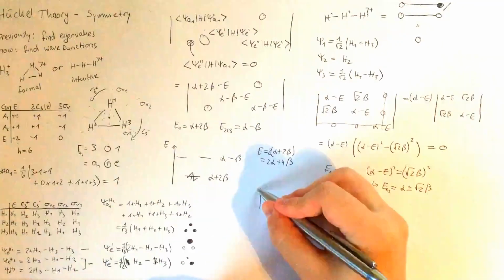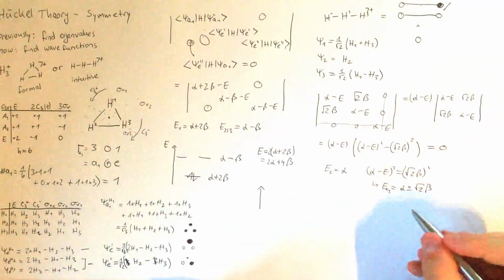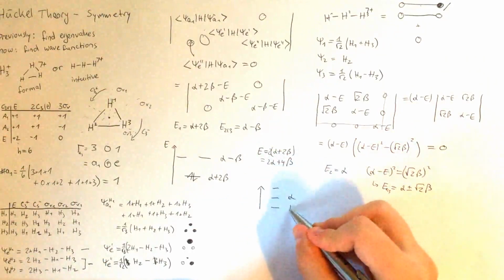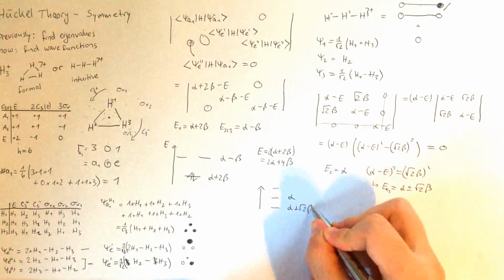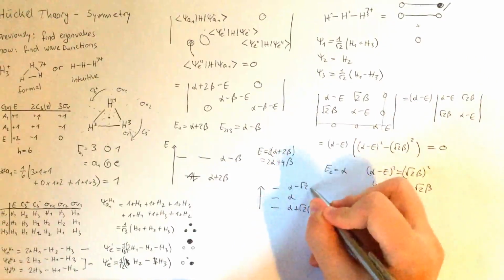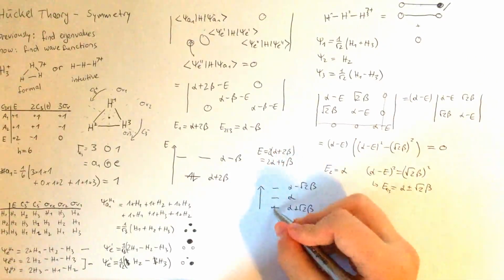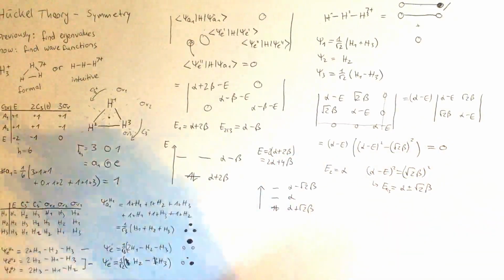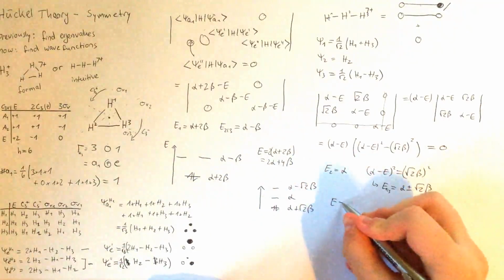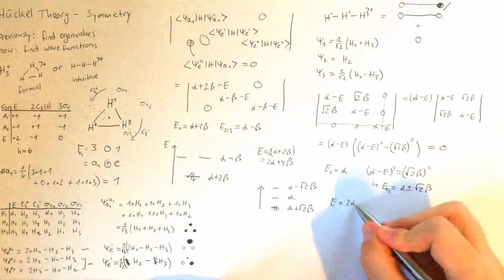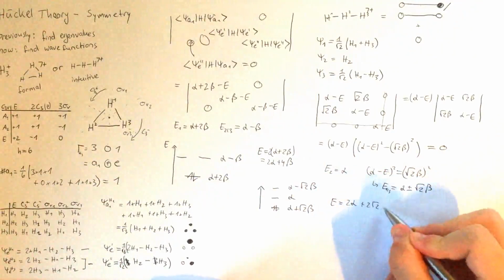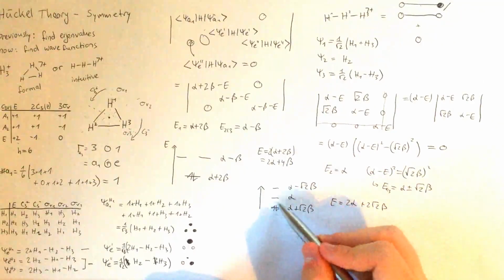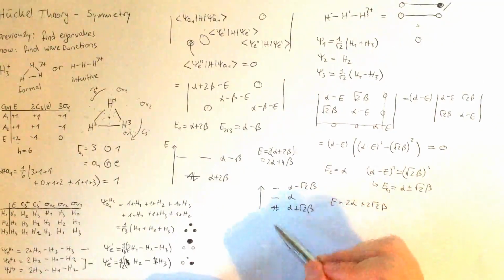Again, if I draw the energy diagram, it will now look like this. And this is alpha, alpha plus root 2 beta, alpha minus root 2 beta. And I have 2 electrons, I fill the lowest level. And now if I calculate the overall energy, I will get 2 alpha plus 2 root 2 beta. Again, the factor of 2 comes from the fact that we have 2 electrons in the lowest orbital.